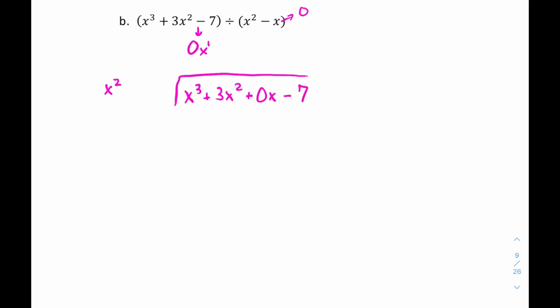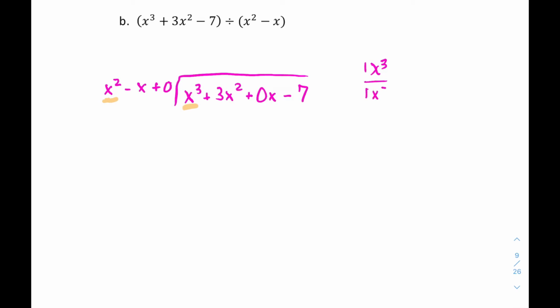Again, when I look at this one, the first thing I'm going to do is realize that there are 0 x to the first terms in there, and there's also not a constant on my divisor, so I'm going to go ahead and put zeros in for those as placeholders when I write my division problem here. So I'll have x squared minus x plus 0 on the outside. Since that's at the end, the 0 instead of in the middle, it's not quite as big of a deal. If you don't put the placeholder in, you're less likely to mess up, but I would go ahead and put it.